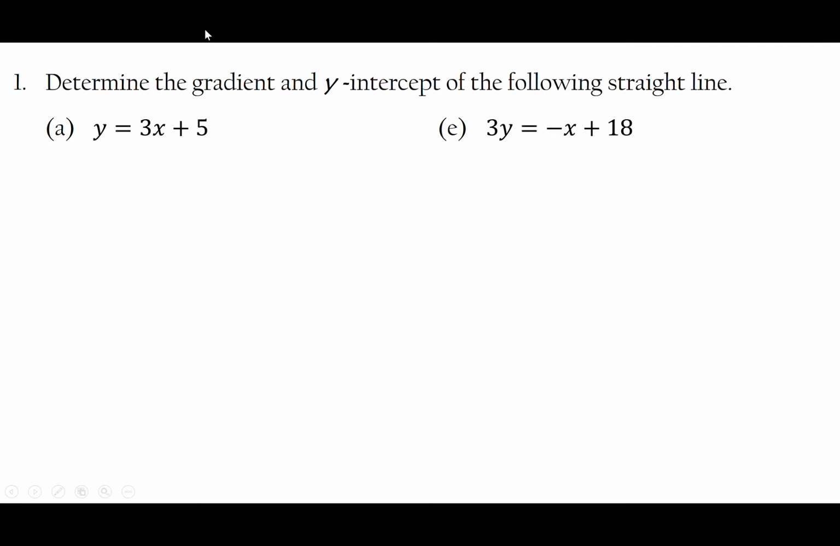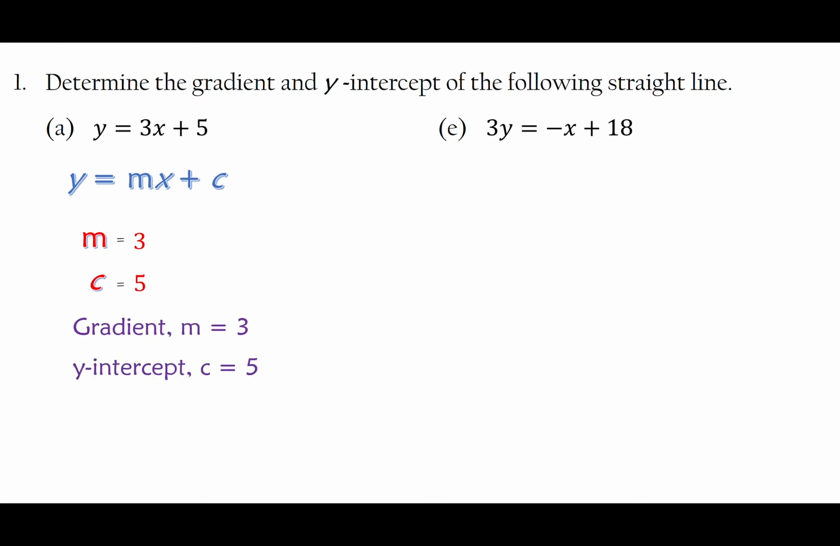line. So I will compare with y equal to mx plus c. So I want to find the gradient. Gradient is m, y-intercept is c. 所以我要找 m 跟 c. So I compare with the y equal to mx plus c. So I know that the m is equal to 3 and the c is equal to 5. So the gradient is equal to 3 and the y-intercept is 5.